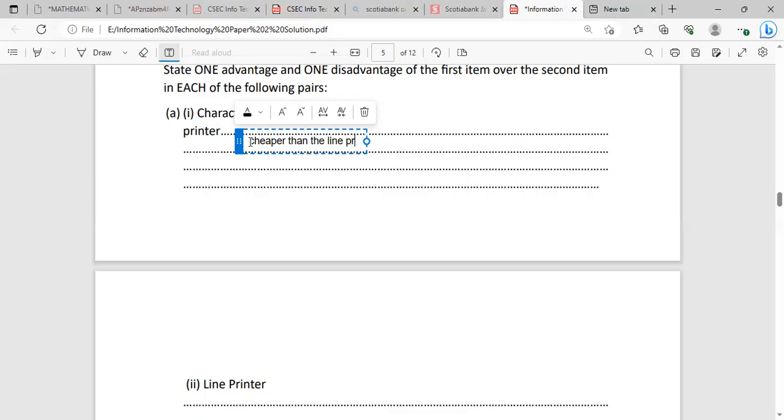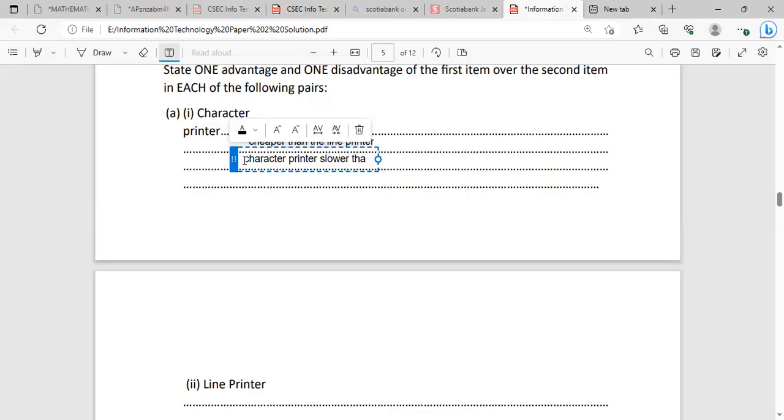So that's the advantage. It's cheaper, and all time hard. So if it's cheaper, it's better. One disadvantage is that the character printer is slower. Makes sense, because it prints one character at a time, while the line printer prints a line. So even though it's cheaper, the disadvantage is that it's slower than the line printer.